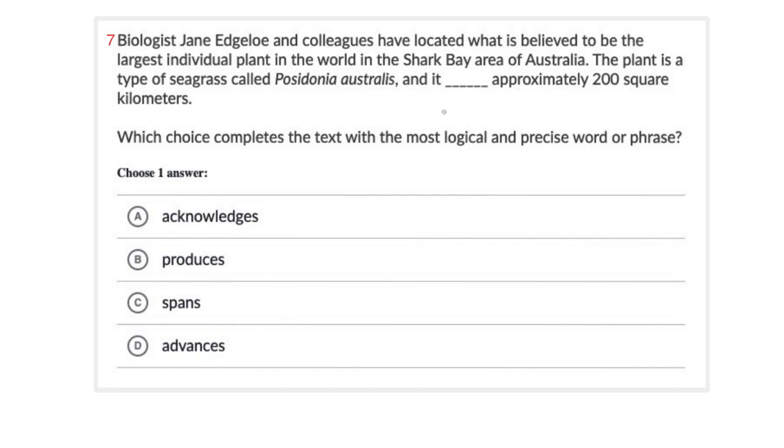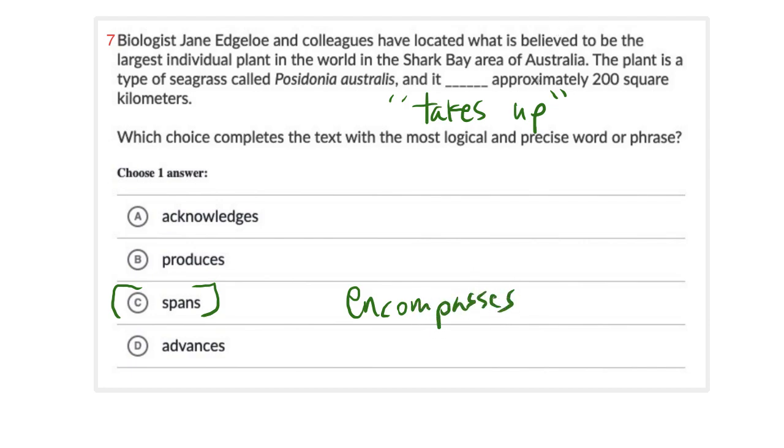And I'm going to come up with something really crude here because I can remember the answer. It takes up, it spans, it encompasses. That would be another word. It encompasses. In other words, its area, its size, the area that that's the Shark Bay area. The region that it takes up. It's large. It takes up or encompasses or spans 200 square kilometers.